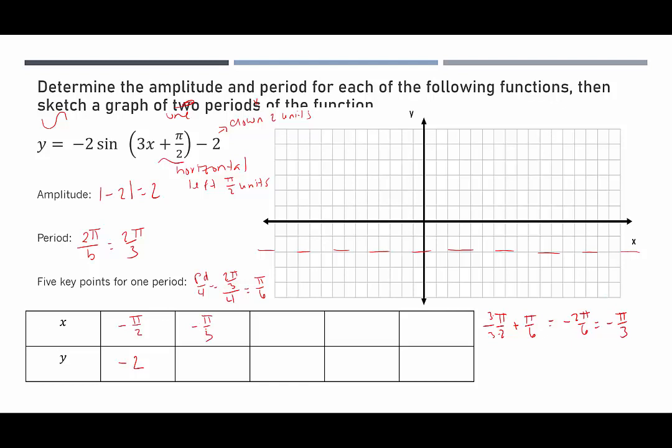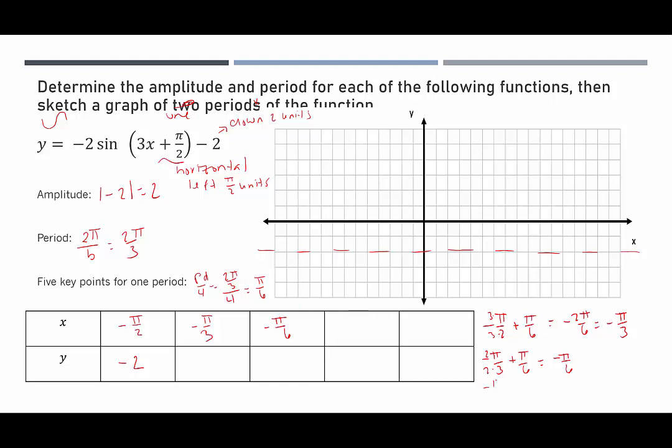Okay, to figure out the next increment, we're going to take that one, -pi over 3, and we're going to add pi over 6 to it, plus pi over 6. We need a common denominator. I'm going to multiply by 2 over 2. -2 pi plus 1 pi would be -pi over 6. So this one's going to be -pi over 6.